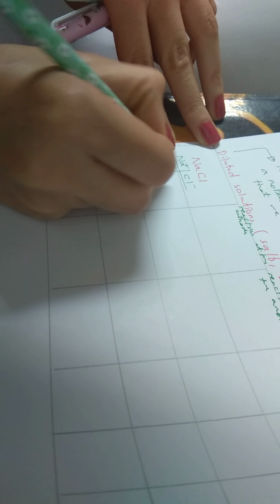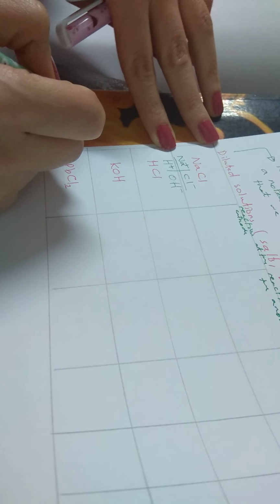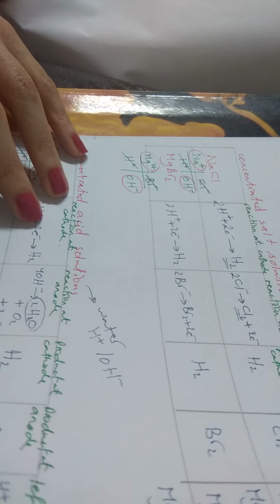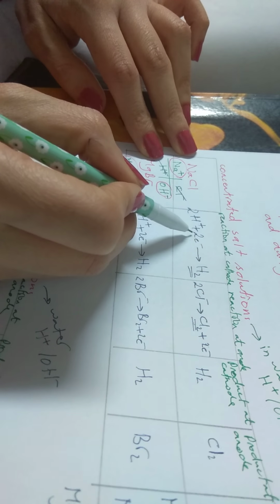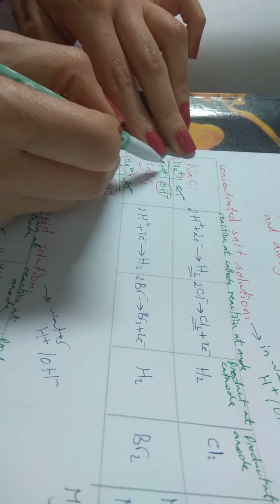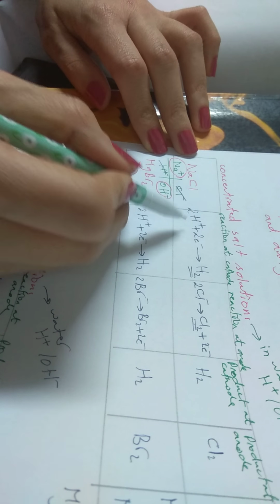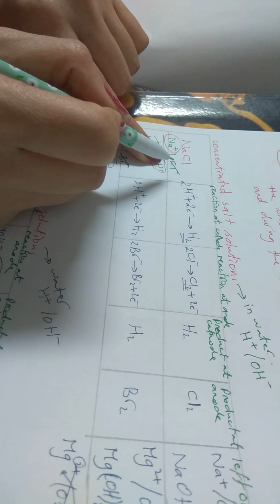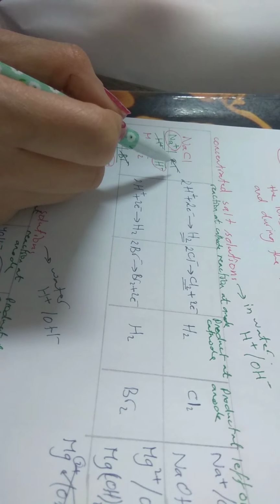NaCl. Okay, we have Na plus and Cl minus, and also we have H plus and OH minus. In concentrated solutions, when we were talking about Na plus and Cl minus, we choose the H plus here because it's the less reactive ion. And at the anode, we choose the Cl minus because it is a halide.